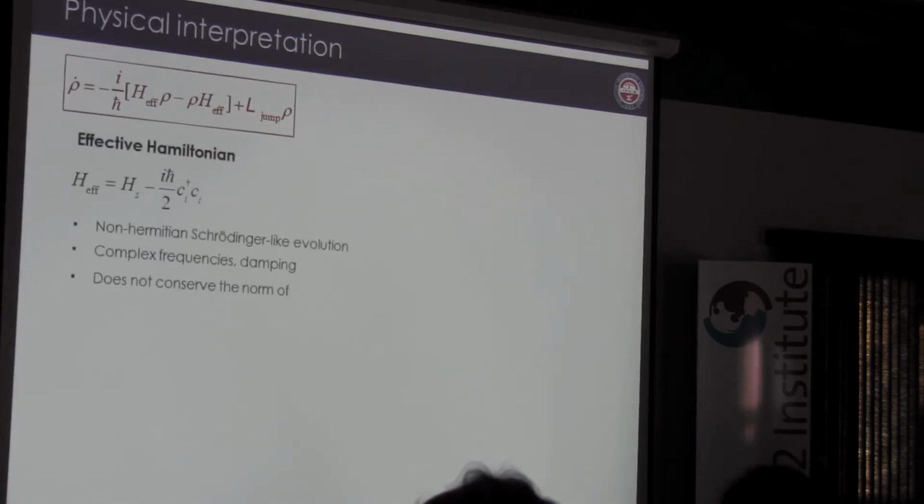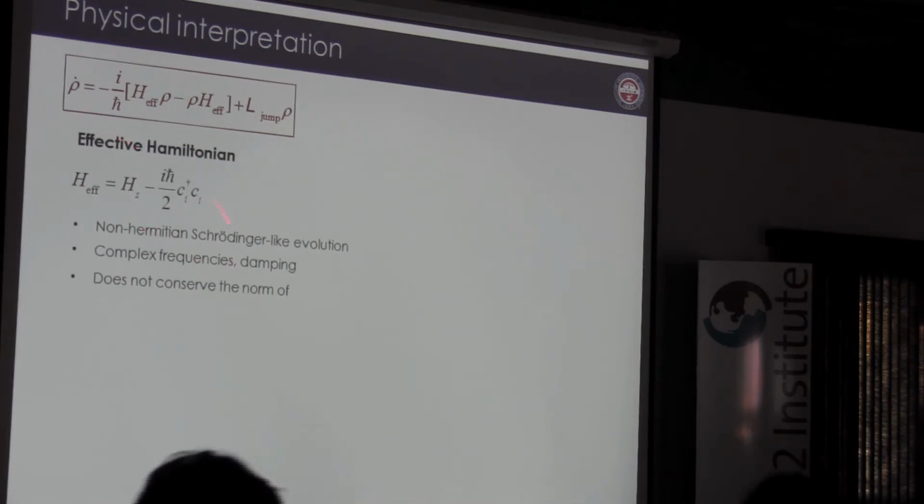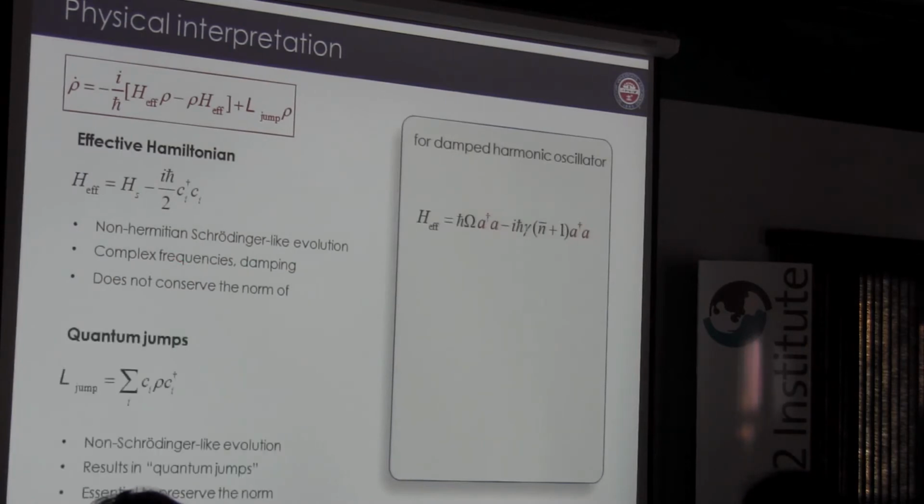All right. So, as I mentioned, the effect of having a non-Hermitian Hamiltonian is that you get complex eigenstates. If I figure out what the eigenvalues of this Hamiltonian are, they're going to be complex. When you have complex frequencies, that means that you have a damped system. It doesn't conserve the norm of rho or psi, the norm of your wave function, or the trace of your density matrix. Again, that's what we had for our harmonic oscillator.